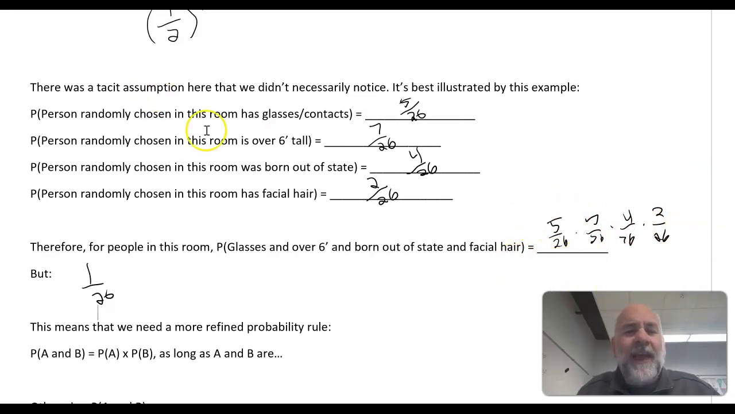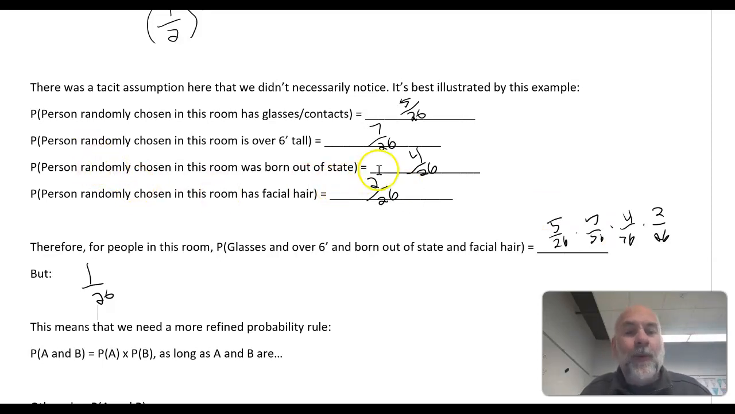Once we said the person has glasses or contacts, then the probability of picking one of them and having them be over 6 feet tall is going to be a lot bigger than this, because there's just 5 of us that we're talking about. Once we've gone through the first hurdle, once we've said the person has glasses or contacts, then the probability of them being over 6 feet tall actually changes because we're only talking about the glasses people. And once we're only talking about people with glasses who are over 6 feet tall, we might be talking about 1 or 2 people at that point.